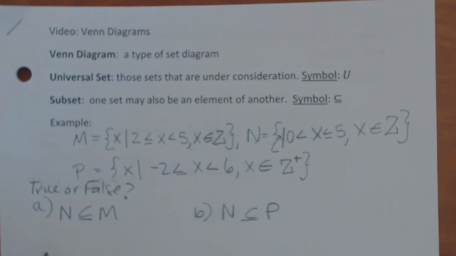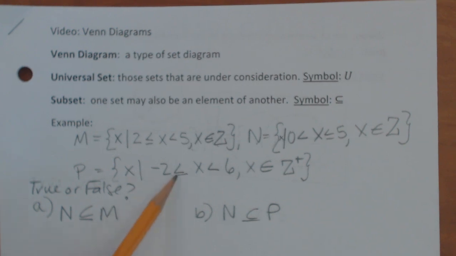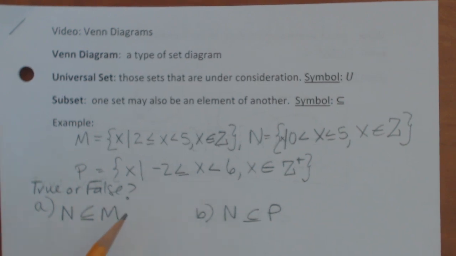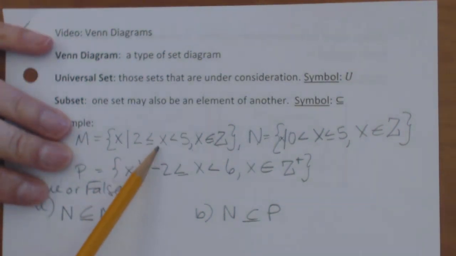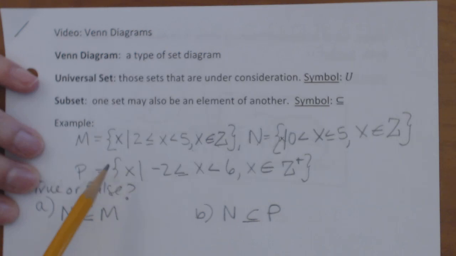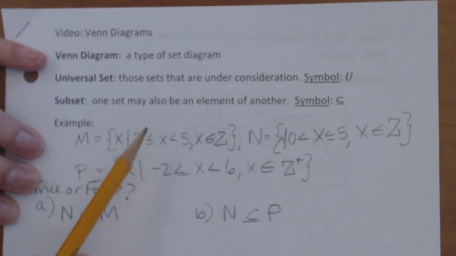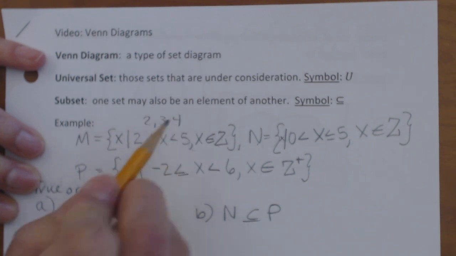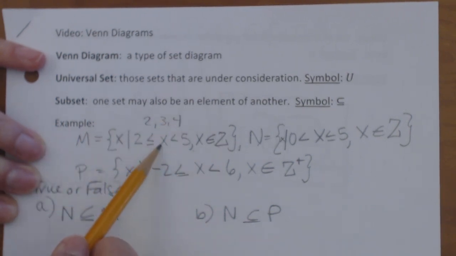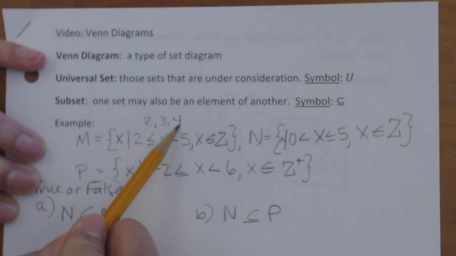And P, x such that -2 is less than or equal to x, which is less than 6, and we're dealing with positive integers. What I like to do before I actually go through and do the questions is write down what the numbers are that I'm talking about. It's easier than going here and figuring it out again. So what do I mean by that? Just on the top here, I'm going to write down what numbers are in set M. So we can do 2, 3, or 4. These are the numbers that actually belong to this set. That's much easier to look at than this.